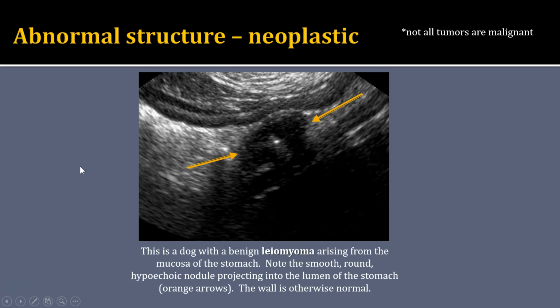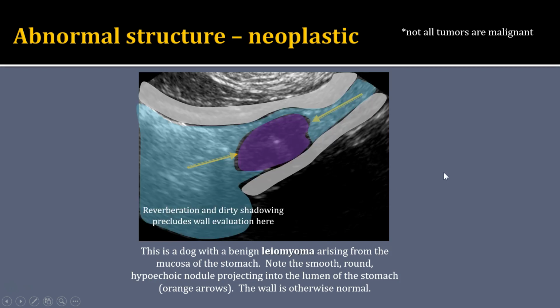And then finally, not all tumors we identify are malignant. This is a patient that has a small hypoechoic mass that is arising from the mucosal surface of the stomach and projecting into the lumen. Here's the normal wall superficially here with normal wall layering, and this is a leiomyoma.